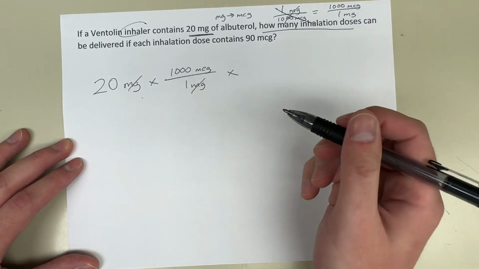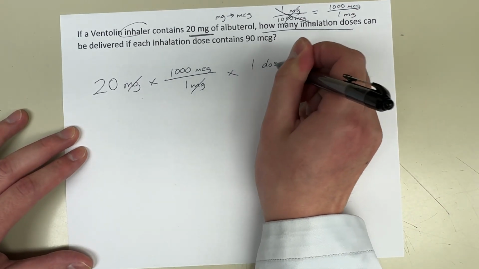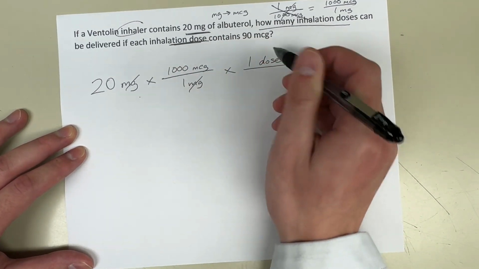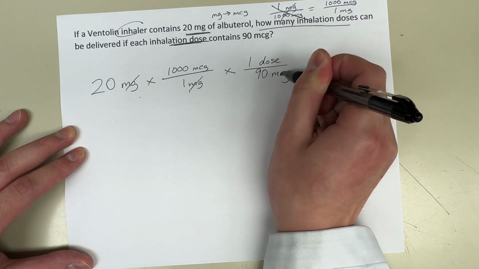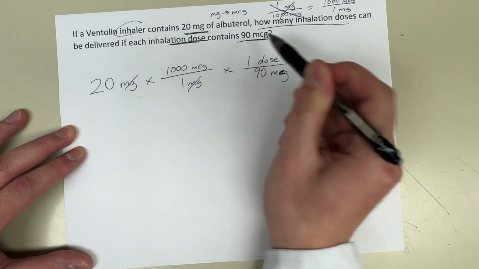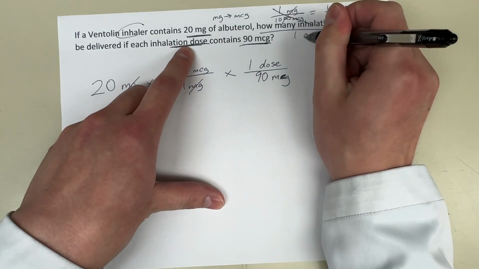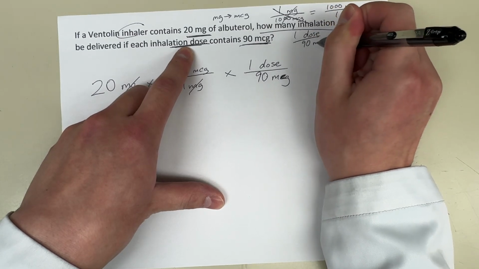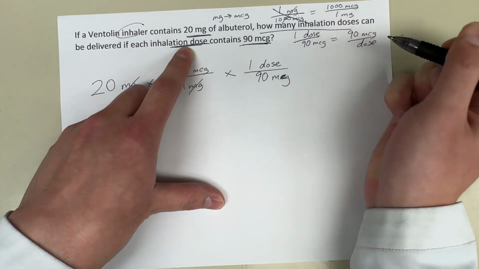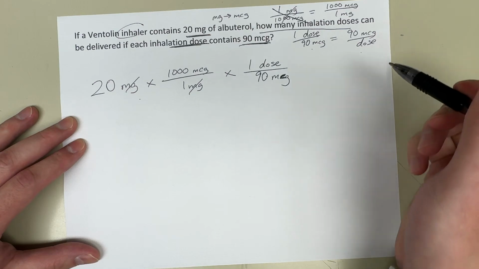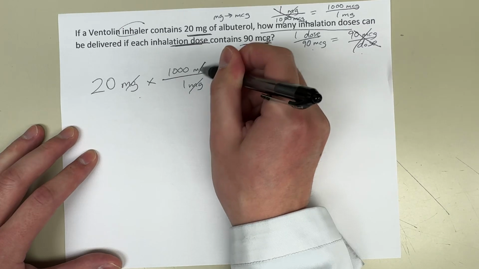So next I calculate how much is in each dose. So for every one inhalation dose, there is 90 micrograms. 90 micrograms in each dose. Right? So I could have written this as one dose over 90 micrograms, or I could have written this as 90 micrograms over one dose. See, these two mean the same thing. But I know not to use this one because I want micrograms here to cancel out micrograms here.